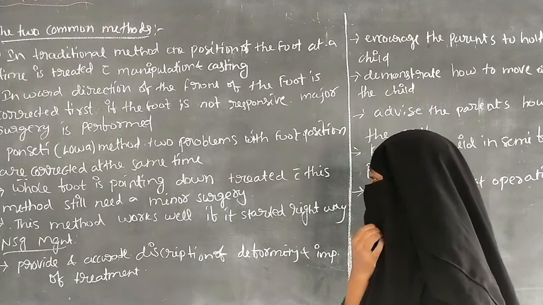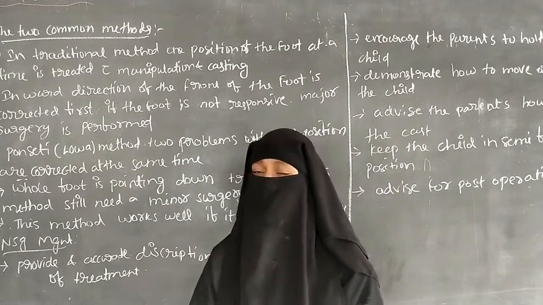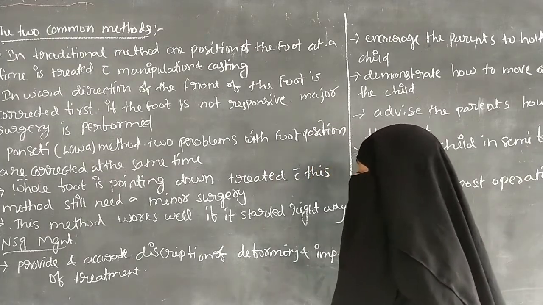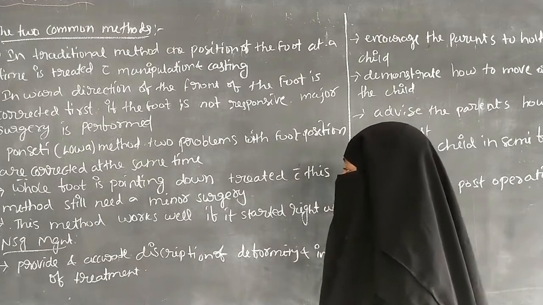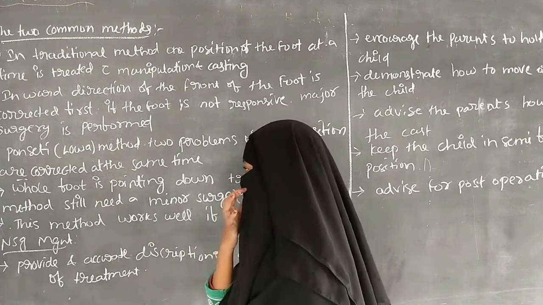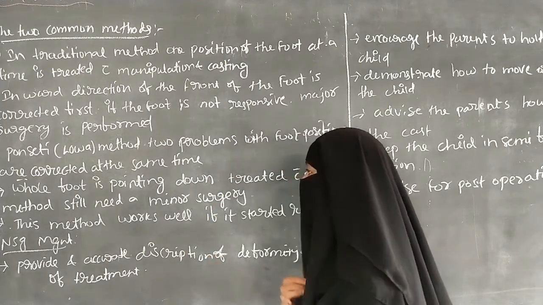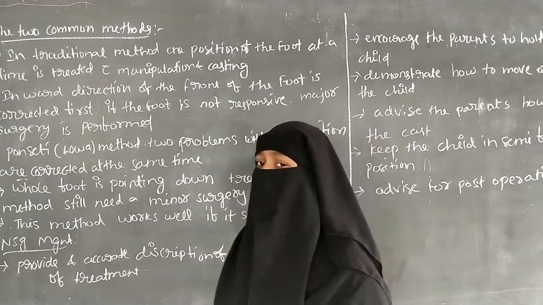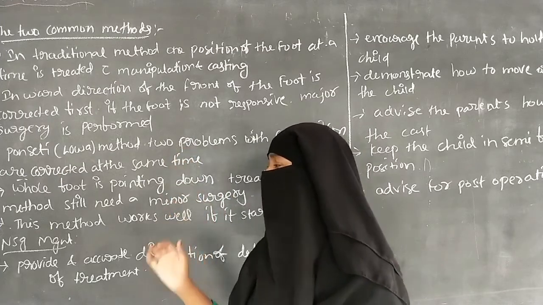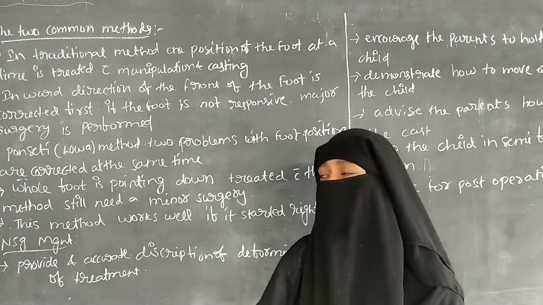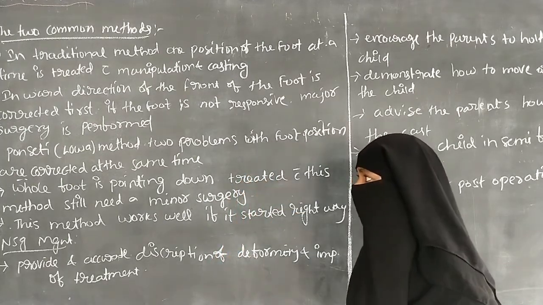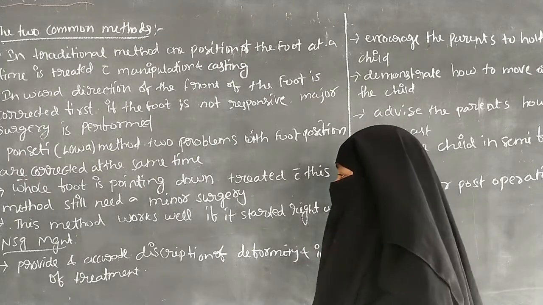Treated with this method, the child still needs a minor surgery. The whole foot can be pointing down, and when treated with this method, a minor surgery is still needed. When compared with the traditional method, this Lowa method is usually used, and the club foot can be treated very well by the Lowa method.